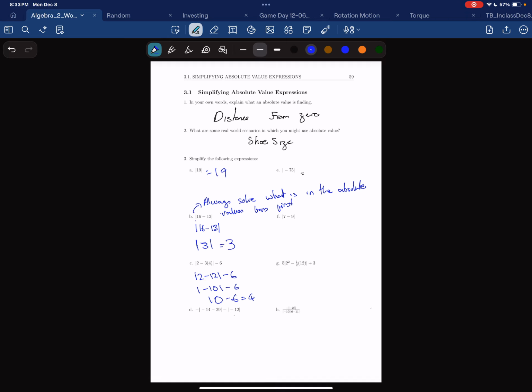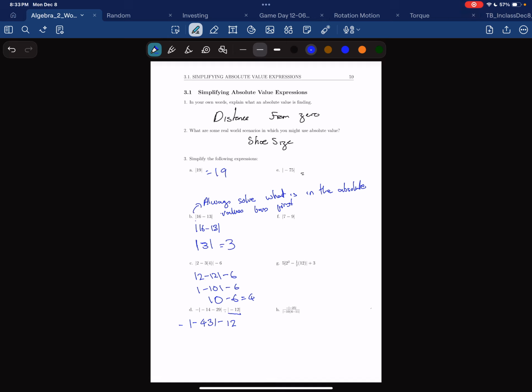This is a bit of a trickier one that we faced in class, but still, just keep solving what's in the bars first. All right? So we see what's inside this bar. We've got minus 14 minus 29. This is going to be negative 43. All right, we still have the absolute value bars. There's a minus sign outside, and then here, this is asking for the absolute value of negative 12. Well, that's just positive 12.